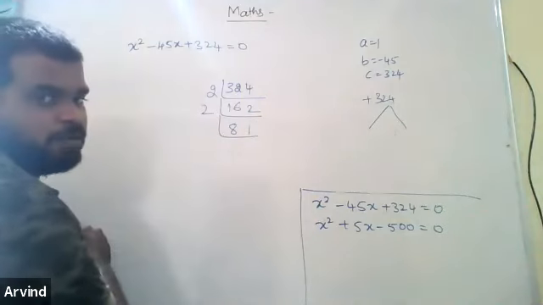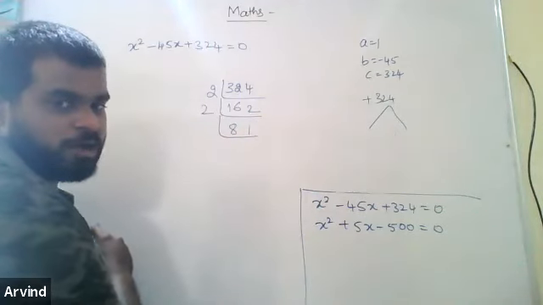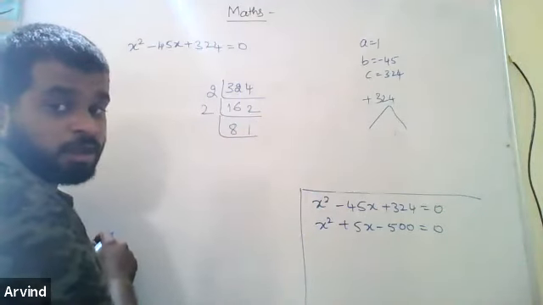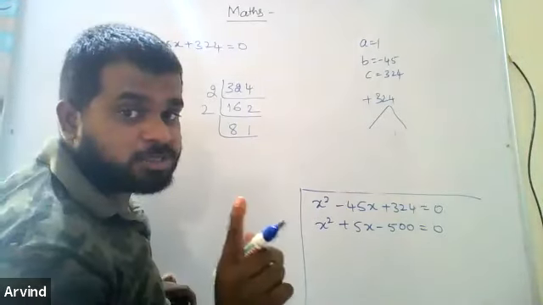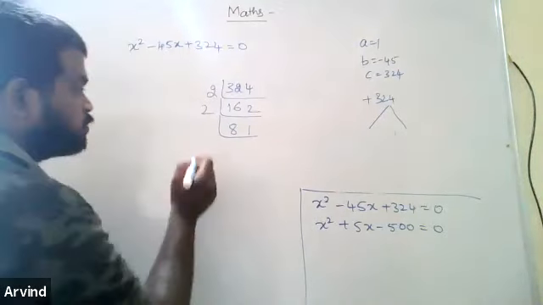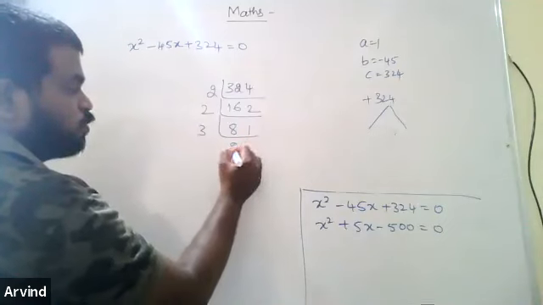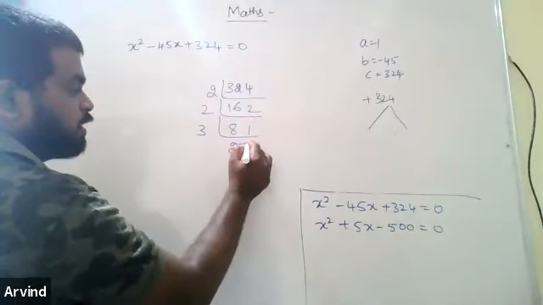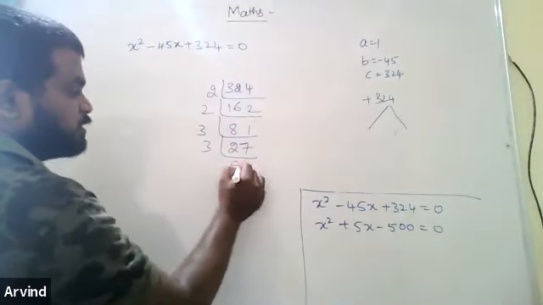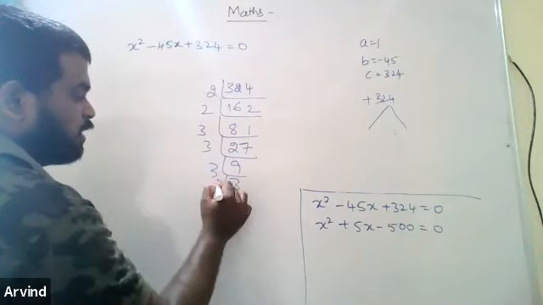Even 81 goes by which table? Which prime number is the divisor? 3. No, you cannot use 9. 9 is not a prime number. Okay, let's use 3. 3 2s are 6, 2 carry. 3 7s are 21. 3 9s are 27. 3 3s are 9. 3 1s are 3.